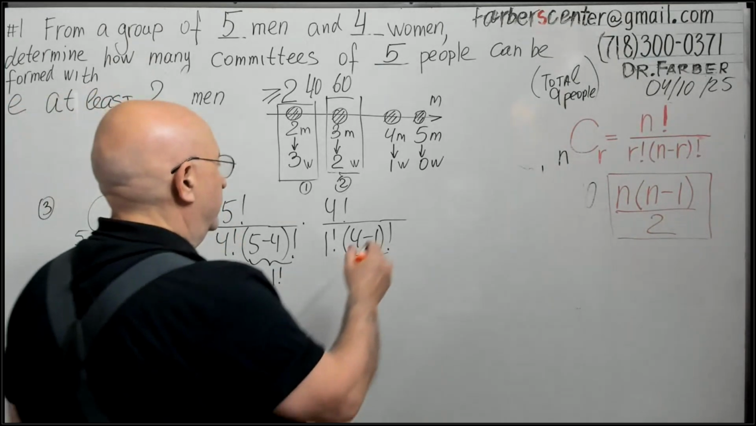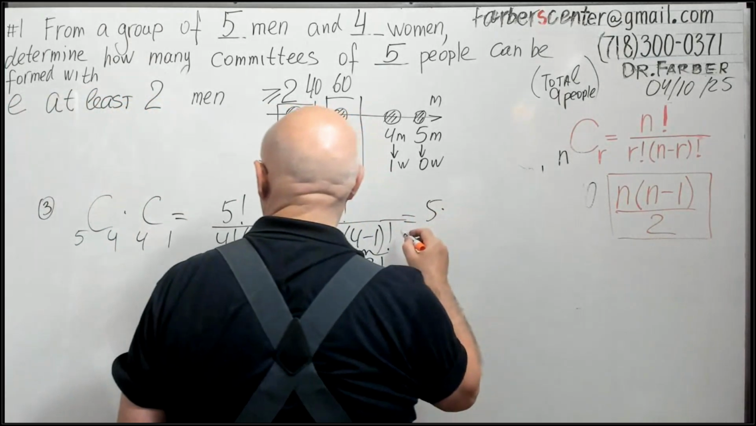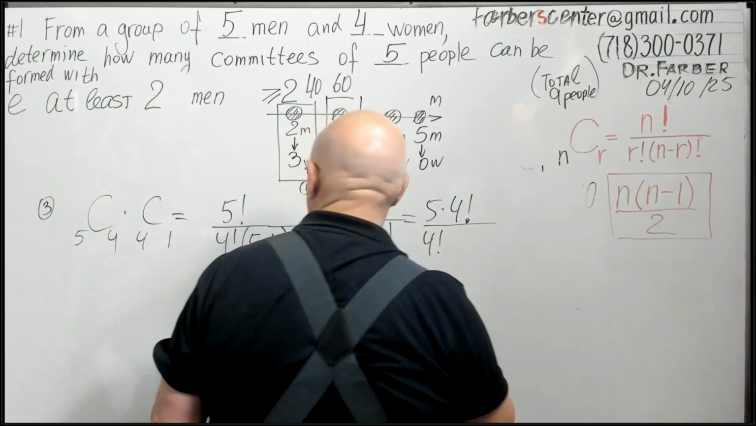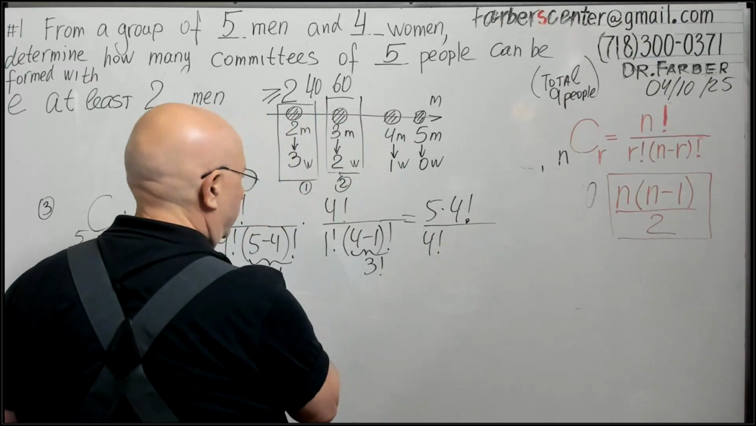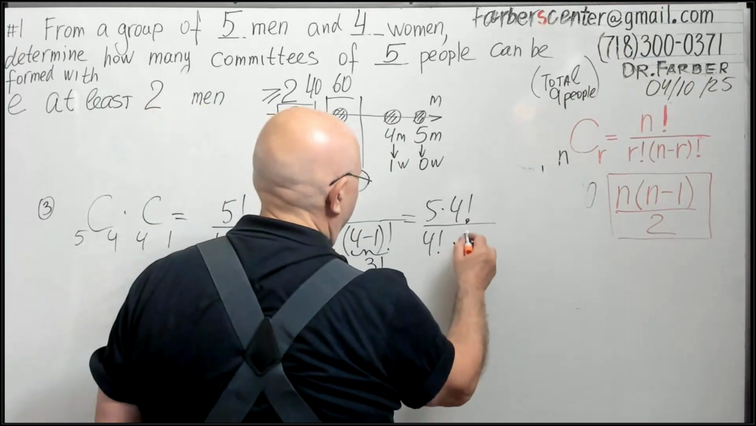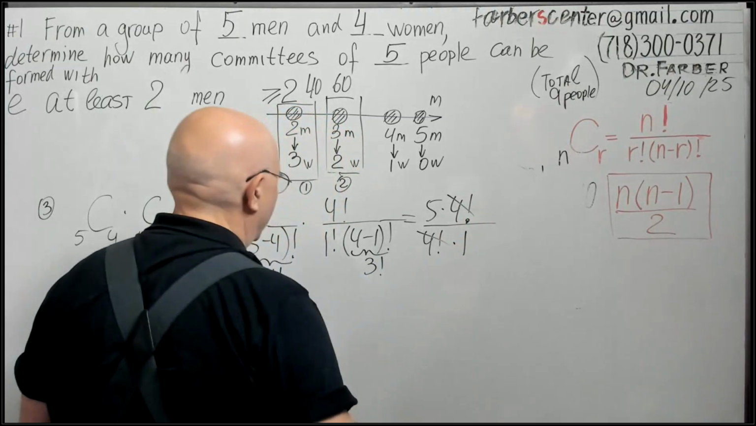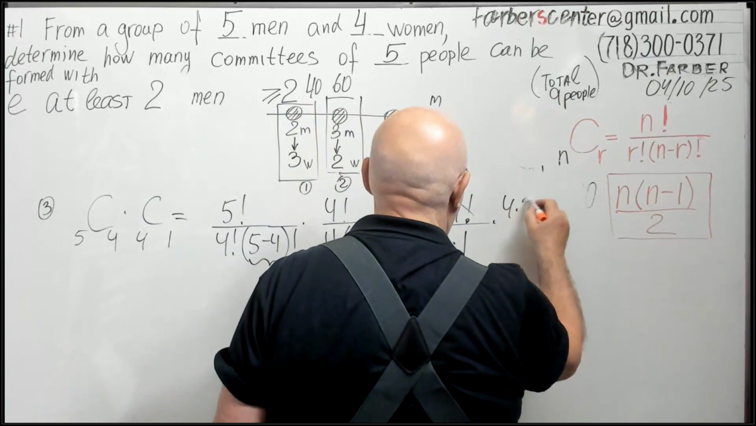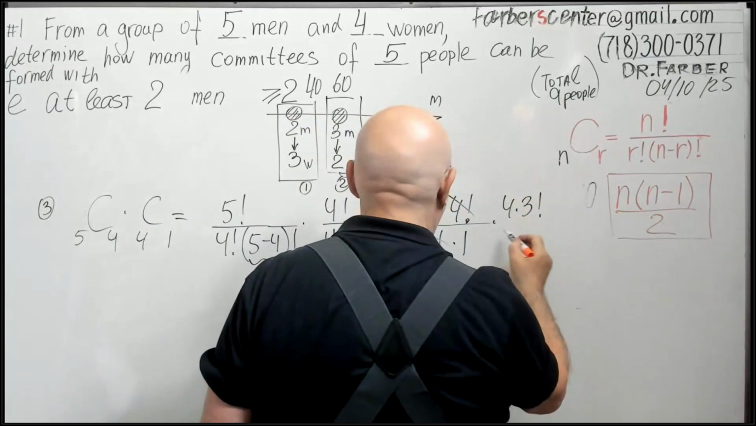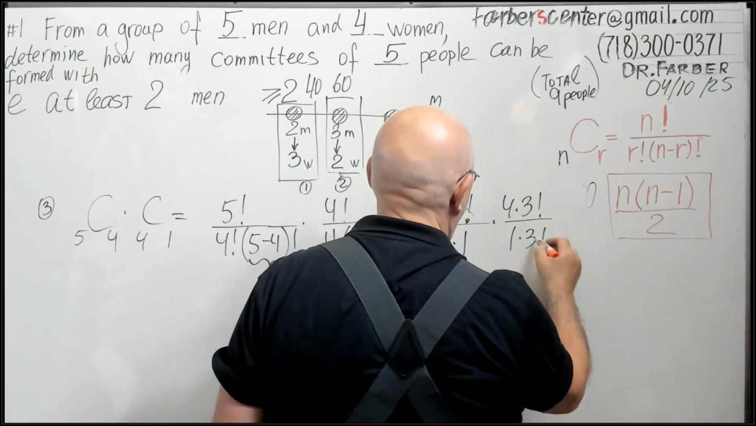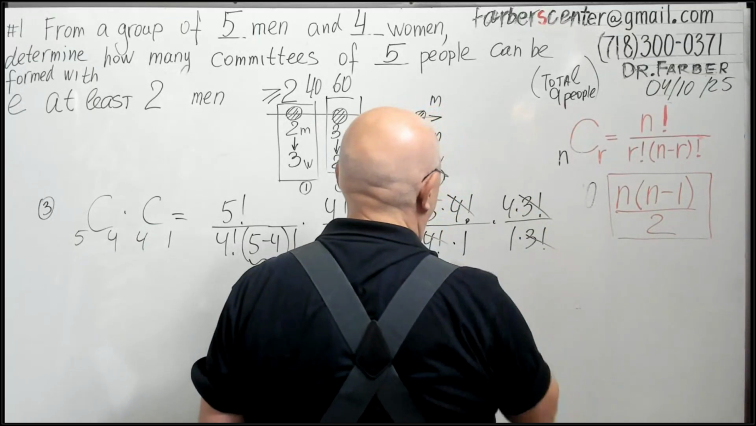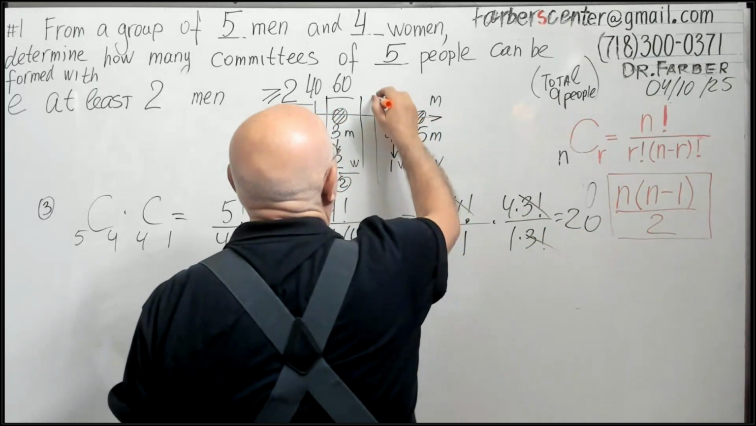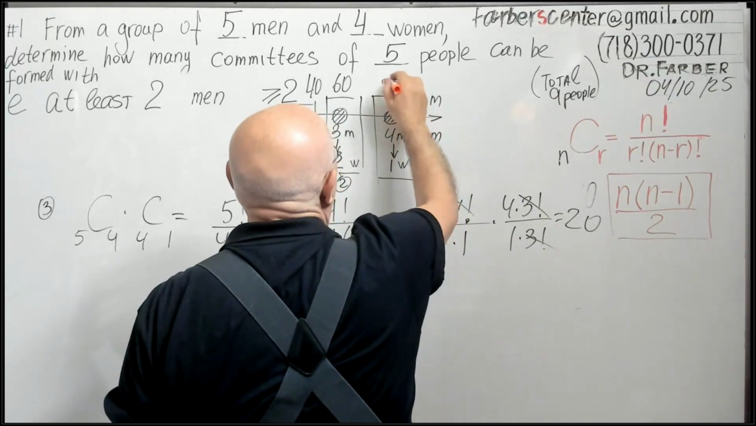5 factorial is the same as 5 times 4 factorial, divided by 4 factorial times 1. This 1 factorial is 1. Cancel out. 4 factorial is the same as 4 times 3 factorial, divided by 1 times 3 factorial. Cancel out. And you have 5 times 4, which is 20. For this case, we have what? 20.